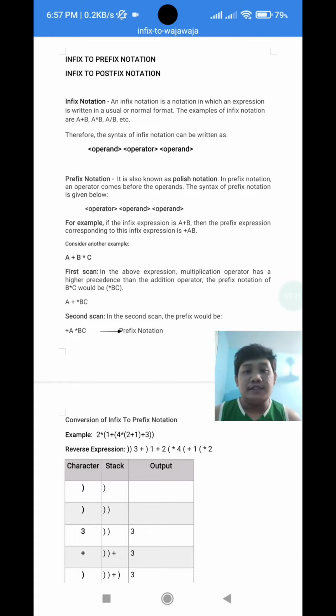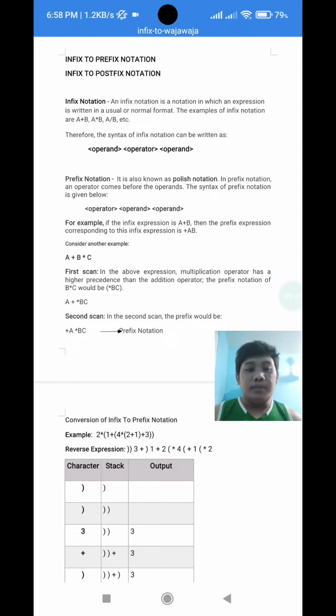An infix notation is a notation in which an expression is written in a usual or normal format. Examples of infix notation are a plus b, or a times b, or a divided by b, etc. Therefore, the syntax of infix notation can be written as operand, operator, and operand.